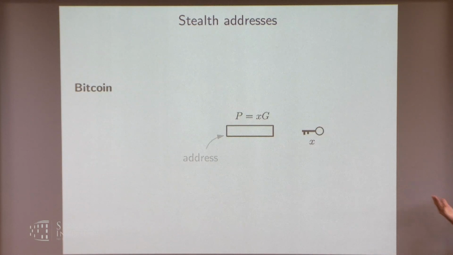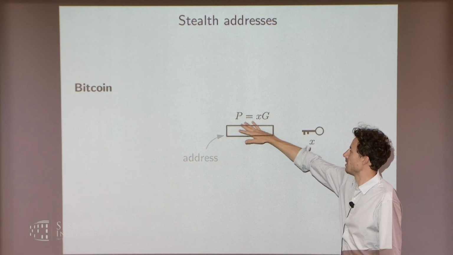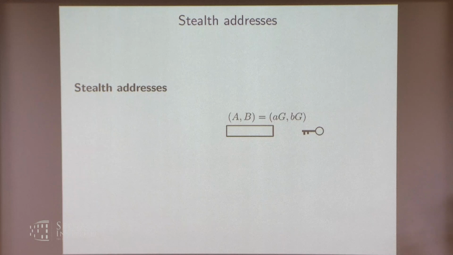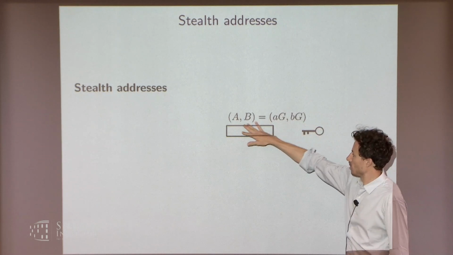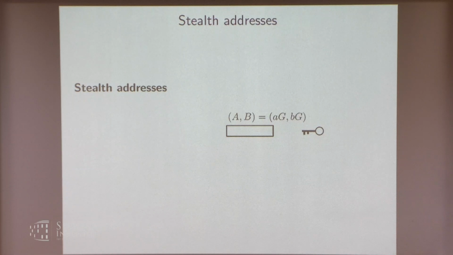So in Bitcoin, an address is actually the hash of, but I'll ignore that, a public key for ECDSA, and the value x is your secret key. So in a stealth address, you actually have two group elements. Let's call them capital A and capital B. And you'll see in a minute why there must be two. It's actually exactly the reason I just said.